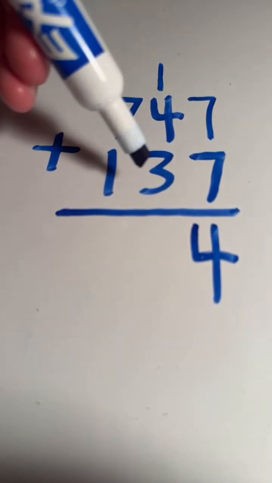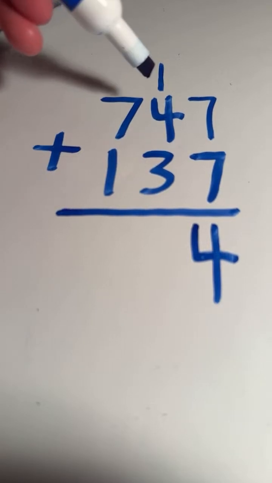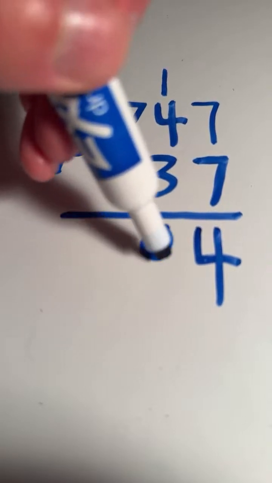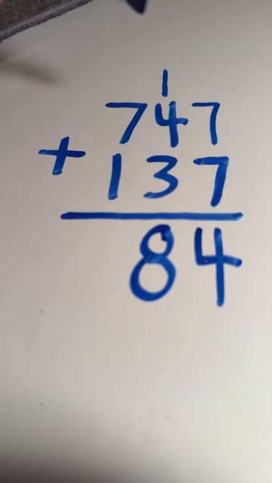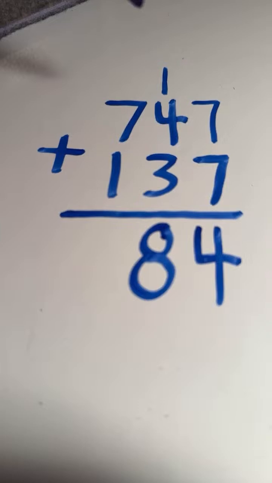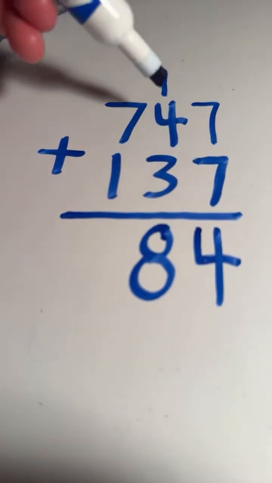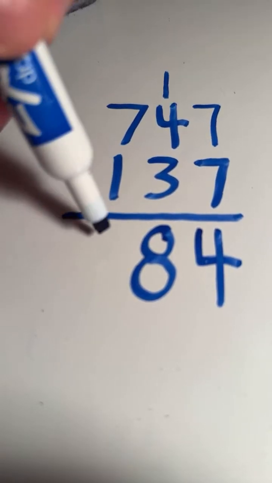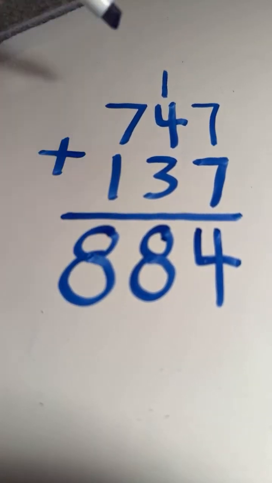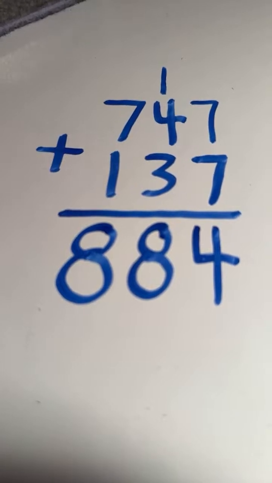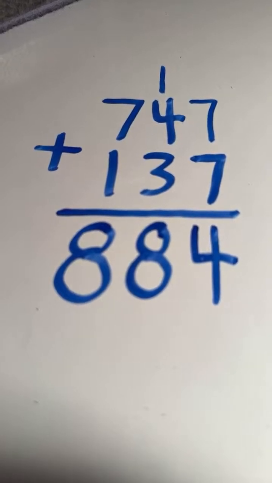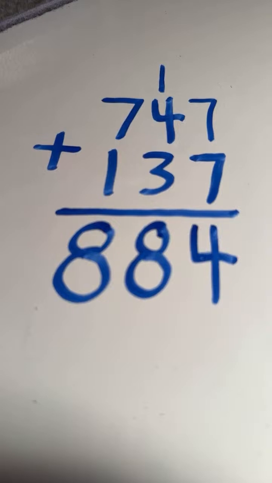Next, we add 4 plus 3, and we add the 1 that we carried over. 4 plus 3 equals 7, plus 1 equals 8. Now we don't need to regroup in the tens place because our sum is less than 10. 7 plus 1 also equals 8, and we have our final answer. 747 plus 137 equals 884.